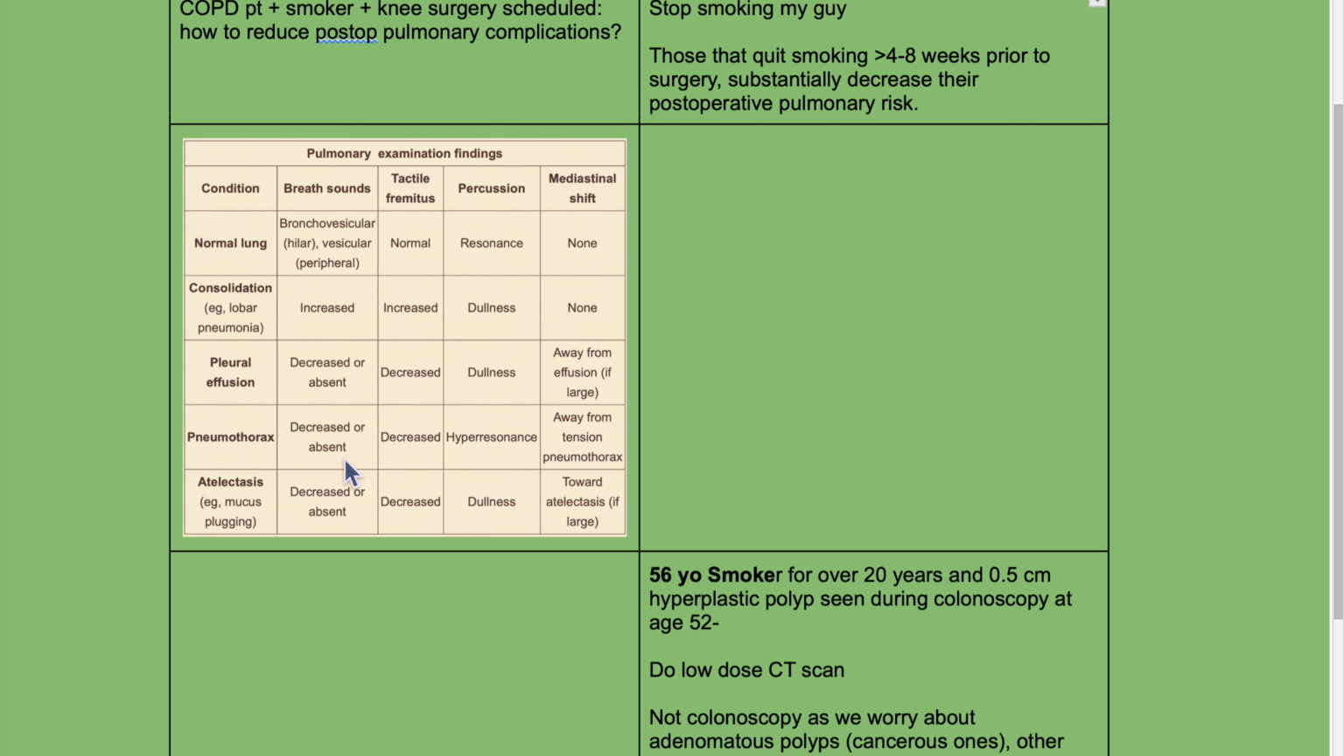Pneumothorax breath sounds are decreased or absent. Tactile fremitus is going to be decreased. Percussion here is going to be hyperresonant. If you have hyperresonance, it's pneumothorax. And again, mediastinal shift is away from tension pneumothorax. And atelectasis, for example, mucus plugging, breath sounds are decreased or absent. Tactile fremitus is decreased. Percussion is dull, and here the mediastinal shift is going to be towards the atelectasis.